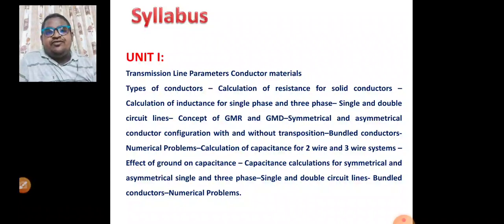So therefore, in the first unit we prefer the field concept. So you need to remember the field concept before we enter into PS2, that is the first unit.